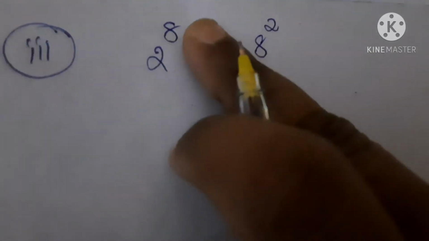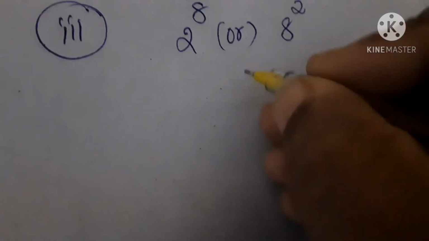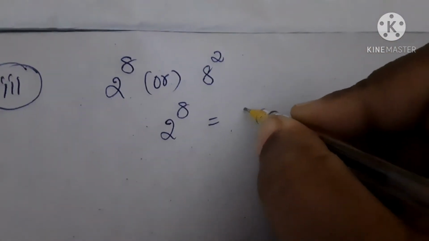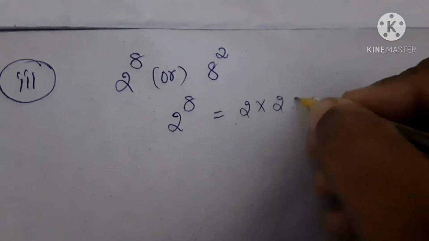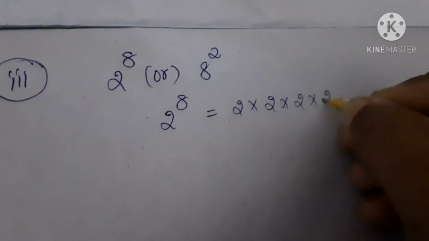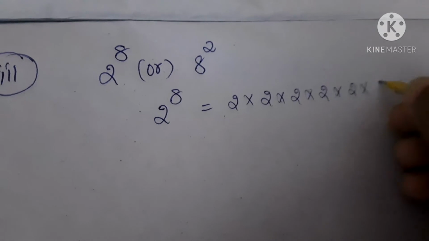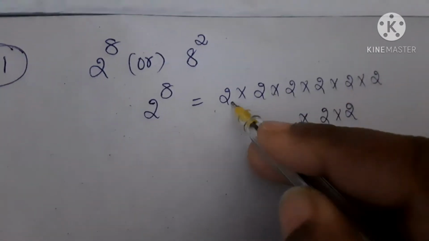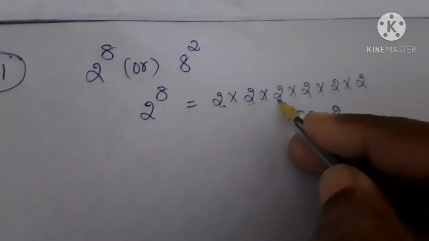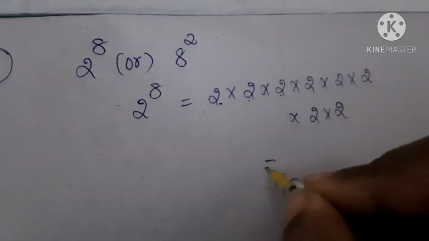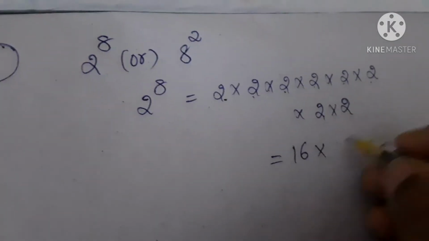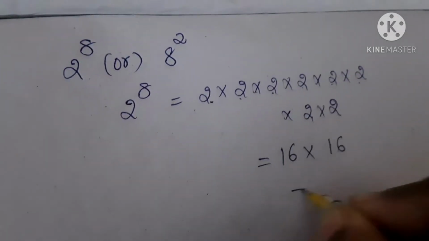Third one, 2 power 8 or 8 power 2. Now 2 power 8. How many times is 2 repeated? 8 times. 2 into 2 into 2 into 2 into 2 into 2 into 2 into 2. 2 twos are 4, 4 twos are 8, 8 twos are 16.